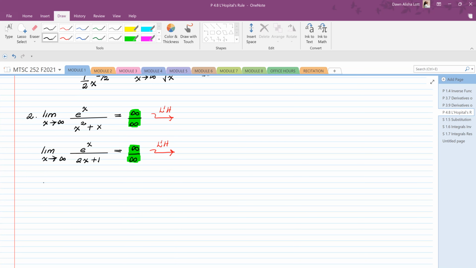So I get the limit as x approaches infinity of e to the x, and then the denominator just becomes 2. Okay. So e to the x goes to infinity. Infinity divided by 2, well, geez, that's still infinity. So now I have an answer.